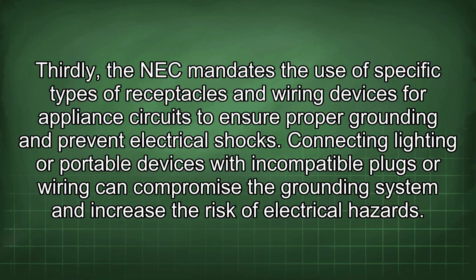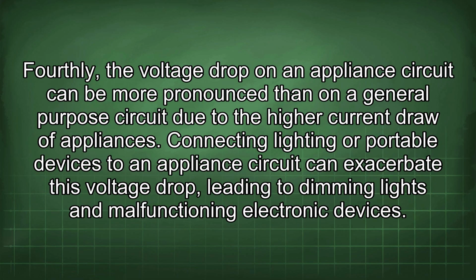Fourthly, the voltage drop on an appliance circuit can be more pronounced than on a general-purpose circuit due to the higher current draw of appliances. Connecting lighting or portable devices to an appliance circuit can exacerbate this voltage drop, leading to dimming lights and malfunctioning electronic devices.